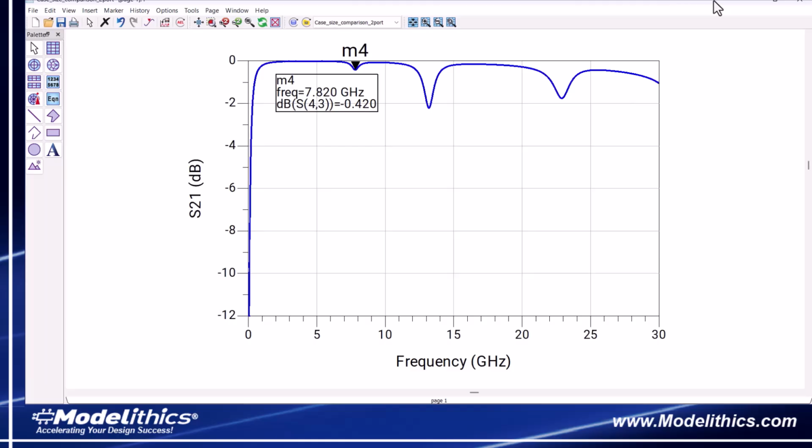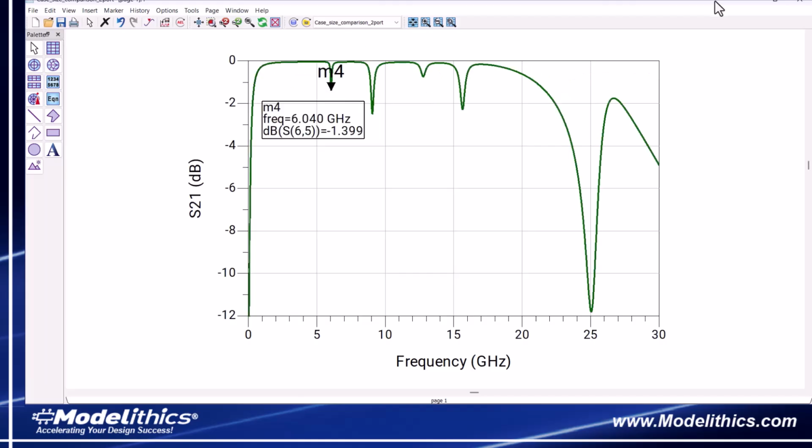Here we have the simulated S21 of the 0402 size CBR04 capacitor. We see the first parallel resonant frequency at a lower frequency of 7.82 GHz. And finally, this is the simulated S21 of the 0603 size CBR06 capacitor. Now the first parallel resonant frequency is at an even lower frequency of 6.04 GHz. Again, the parallel resonant frequencies decrease as the case size increases.